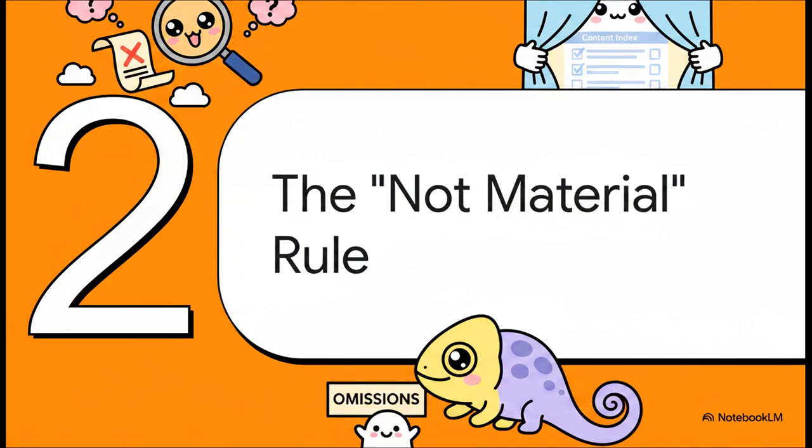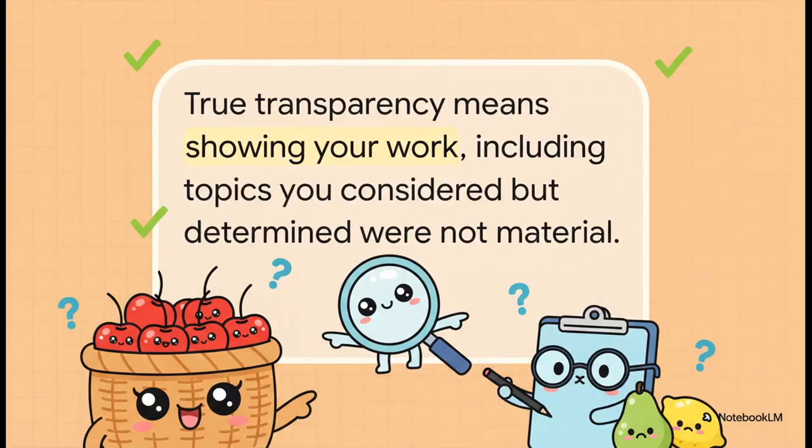Okay, so that's how you handle omitting specific little bits of information. But what about entire topics? What if you look at a whole issue and decide, you know what, we're not going to report on that at all? This brings us to another really fascinating layer of transparency. It's what we call the not material rule. And this is such a powerful idea because real transparency means you have to show your work. That includes explaining the topics you looked at but decided weren't material for your company.